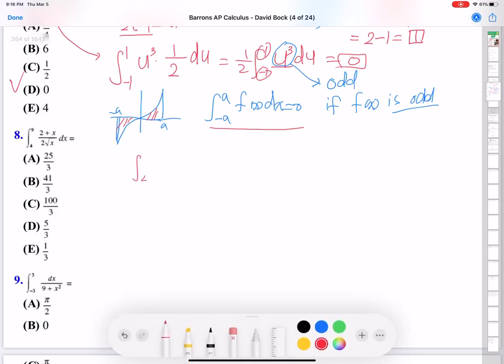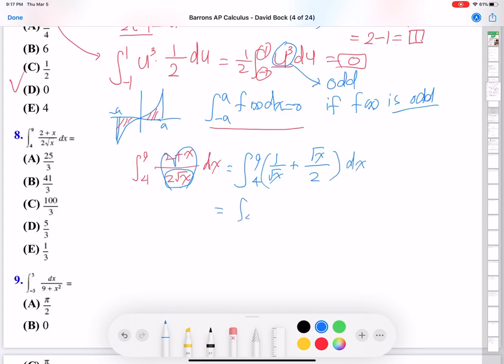Integral 4 to 9, (2 plus x) over 2 root x dx. I told you this fraction has only one term in the denominator. In this case, separate it. So integral 4 to 9, 2 over 2 root x, that's 1 over root x, and then plus x over 2 root x, that is root x over 2, and then dx.